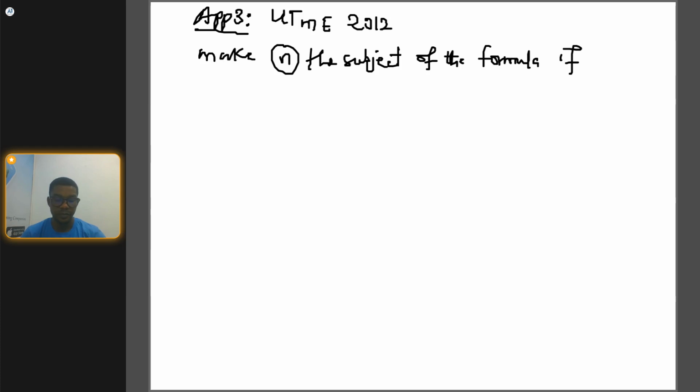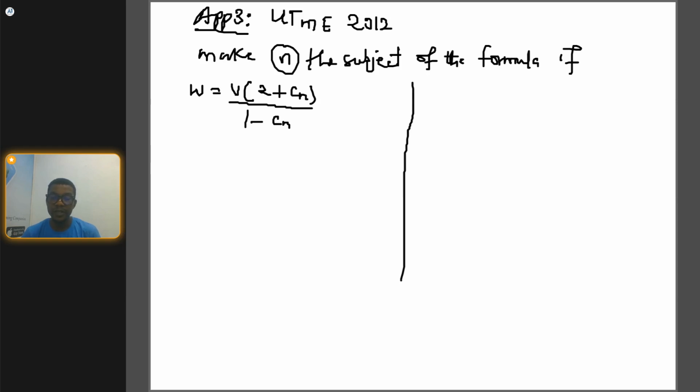If W equals V brackets 2 plus Cn, close the brackets, over 1 minus Cn. Okay, so that's the expression. We're asked to make n the subject of the formula, or let me say we are asked to make n the variable of what? Focus. So let's go together and solve this question.